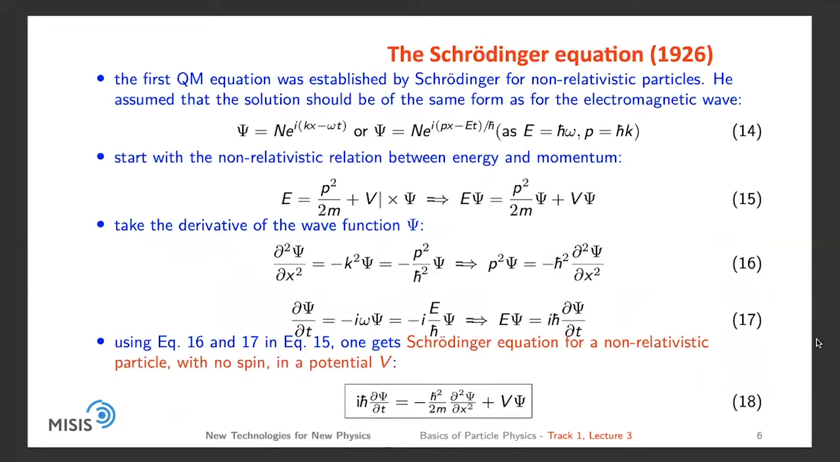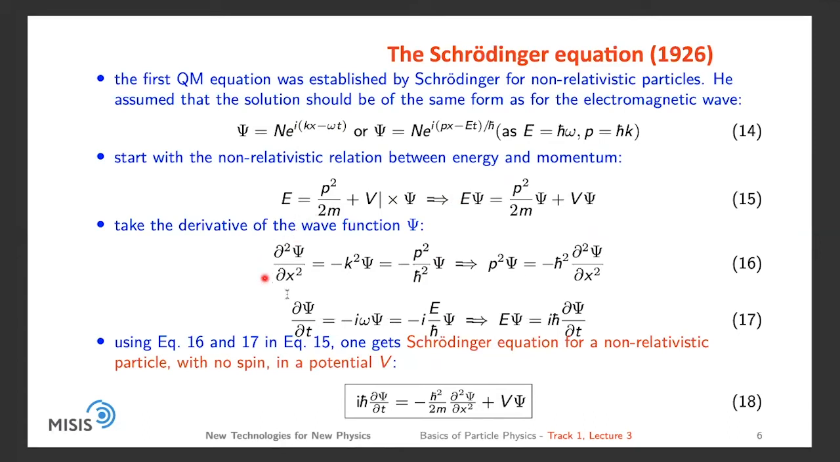The first quantum mechanical equation was established by Schrödinger for non-relativistic particles. He assumed that the solution should be of the same form as for the electromagnetic wave, therefore it looks like this. And he started with the non-relativistic relation between energy and momentum. The energy is equal to p squared over 2m plus potential energy. We multiply it by the wave function and get the following expression.